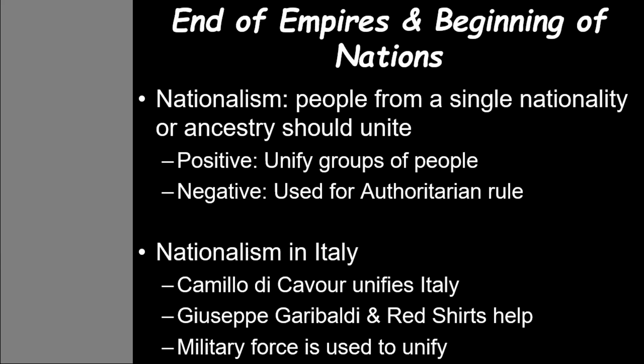Italy. You've got Camillo di Cavour, working political angles to unify the North. Then comes Giuseppe Garibaldi and his squad, the Red Shirts, bringing the military drip and uniting the South. Together, they use brains and brawn to turn Italy from a bunch of city-states into one nation. So yeah, while empires crumble, new nations rise. And nationalism is both the glue and the gasoline. Next up, we head to Germany, where nationalism gets even spicier.